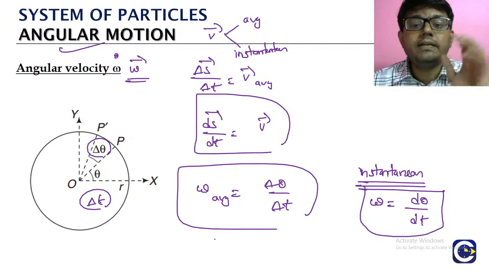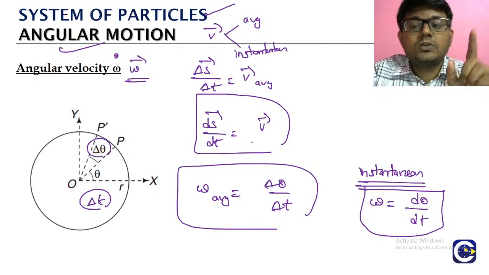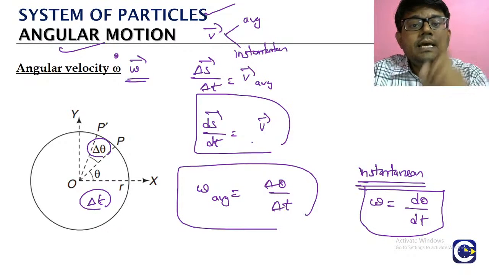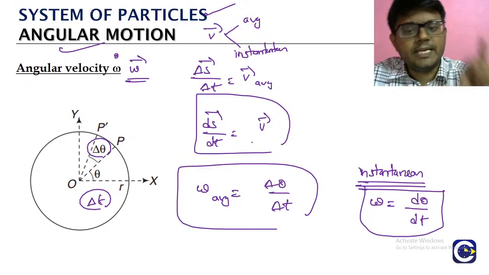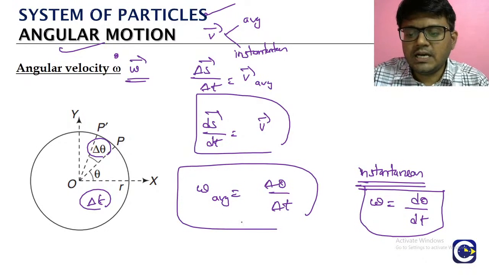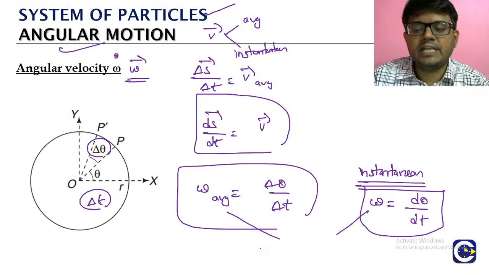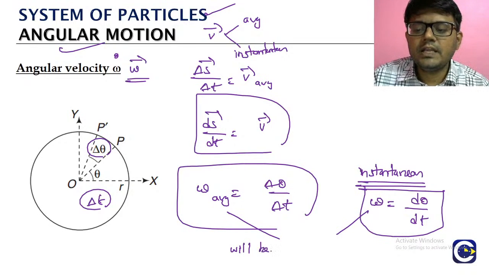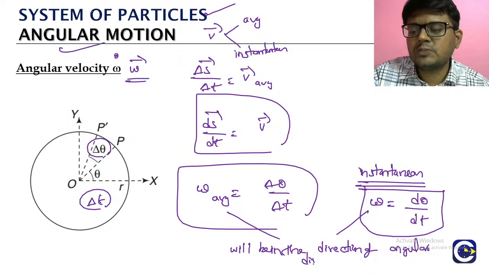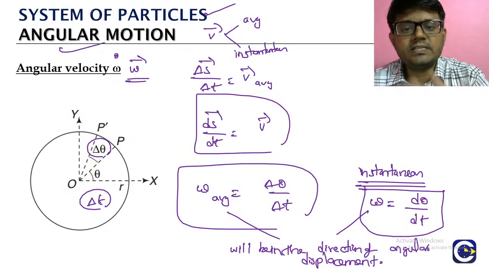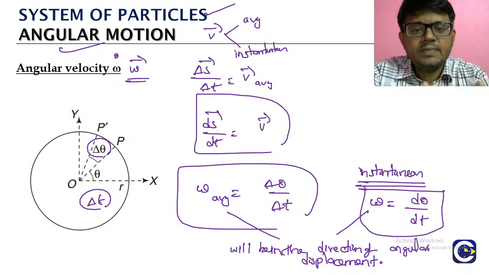When we talk about the direction of this velocity vector, the velocity will be in the direction of the displacement vector, because velocity is equal to displacement over time taken. The direction of the angular velocity will be in the direction of the angular displacement. So whichever direction the angular displacement goes, the angular velocity also will be in the same direction.